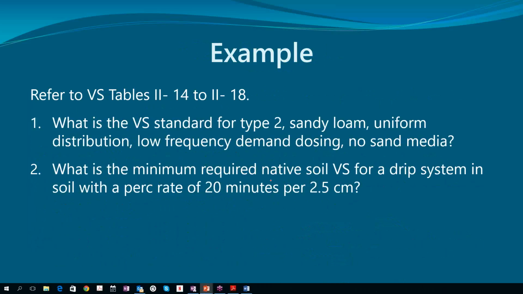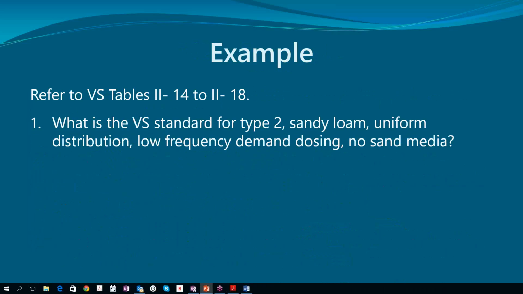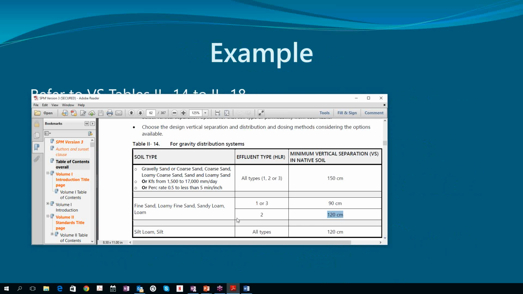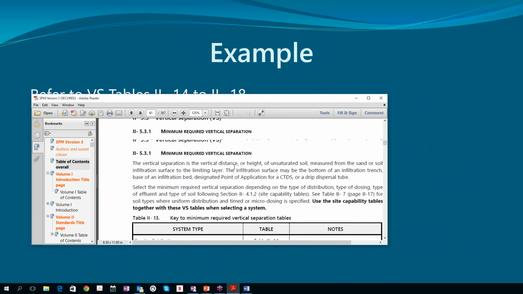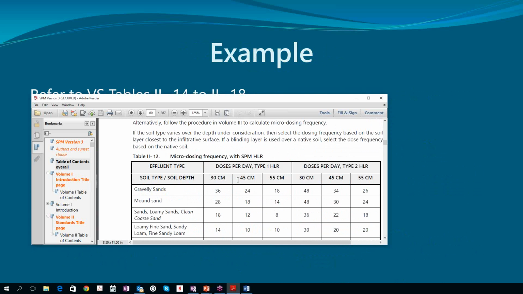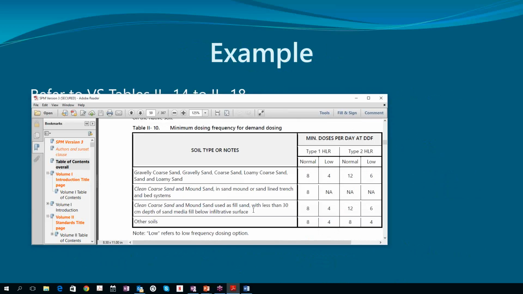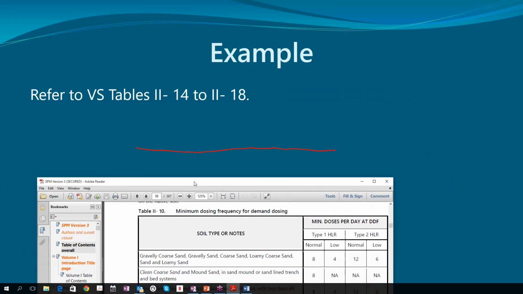Here's one where we actually have to go back and figure. No, we don't. Sorry, we don't. Let's stick with that one. The question is telling us that it is low frequency demand dosing. So we do not have to go back and check the dosing to figure out whether it's normal or not, because the question tells it to us, right?